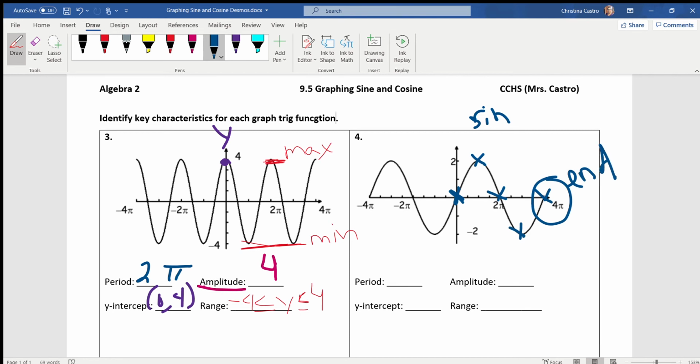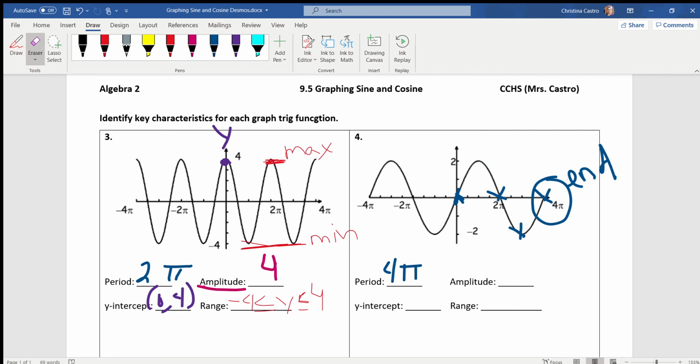It started at 0, but it went all the way to 4 pi. So this one is a little different. This graph has a period of 4 pi because it took all that time, all the way to 4 pi, to complete the cycle of center, high, center, low, center. All right, so that's your period on that one.